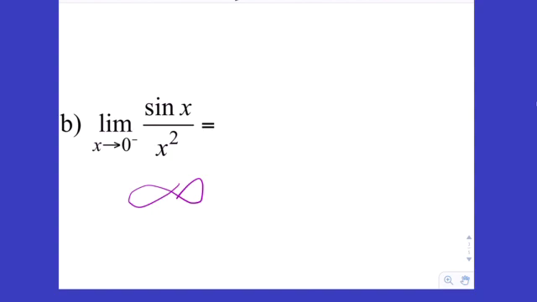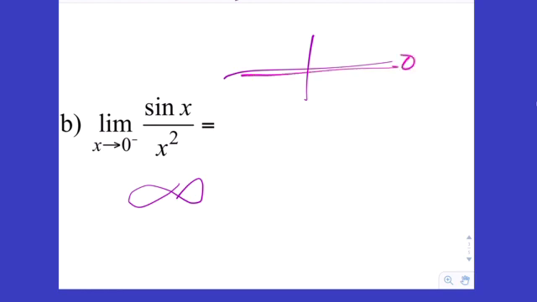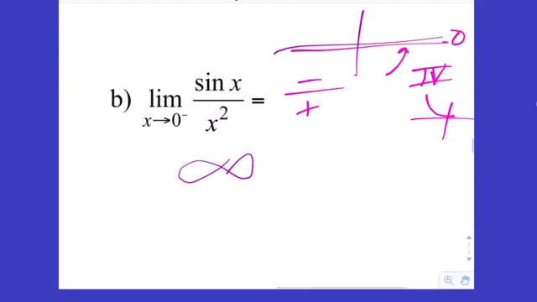So again, let's do the sine of x this time from the unit circle instead of the graph. Okay, so here would be 0 on the unit circle. If we're approaching from the left side of 0, we're approaching from quadrant 4. And in quadrant 4, we know sine is what? Positive or negative? Negative, right? So we'd have a negative number over, of course, x squared, approaching from the left of 0, is still positive. Negative over positive is negative.